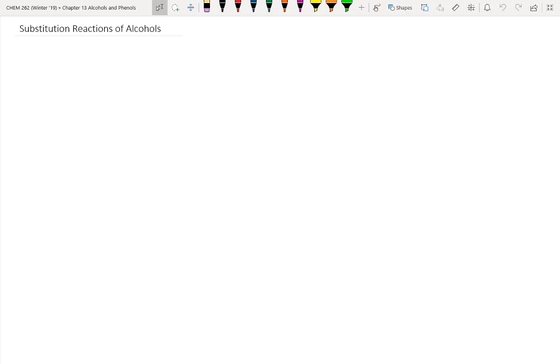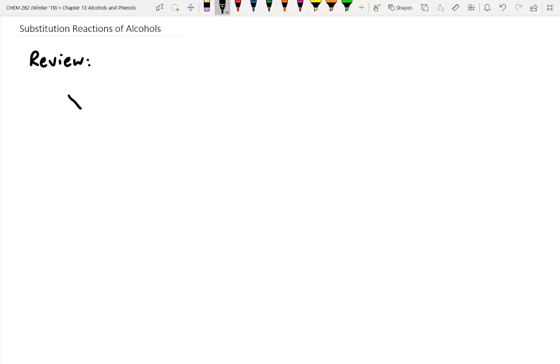All right, so now we're going to switch gears. Instead of talking about preparation of alcohols, which is what we've been doing with reduction and Grignard reactions, we're going to be talking about reactions of alcohols, so treating them as starting materials. We've seen reactions of alcohols a fair amount, so let's do a bit of review.